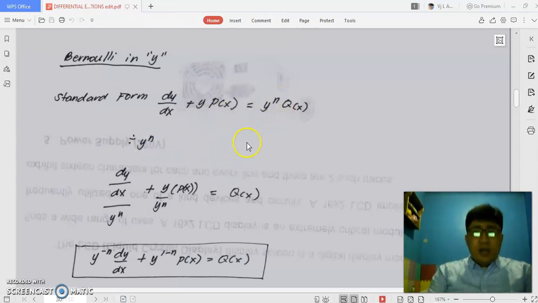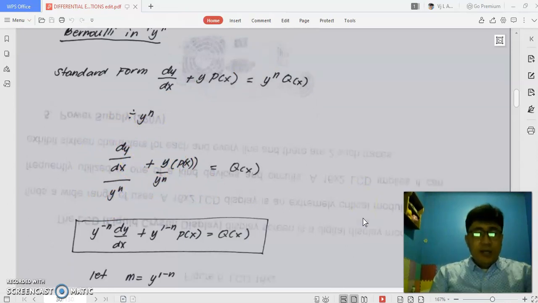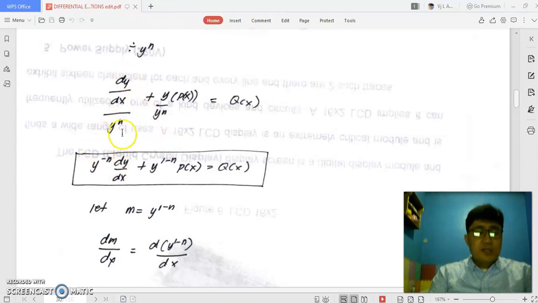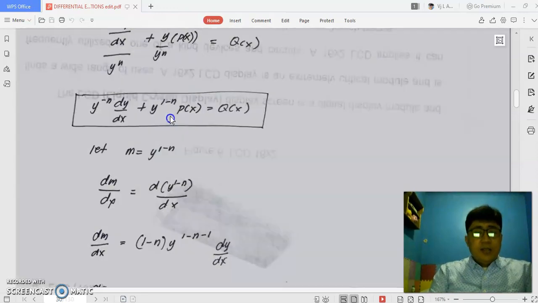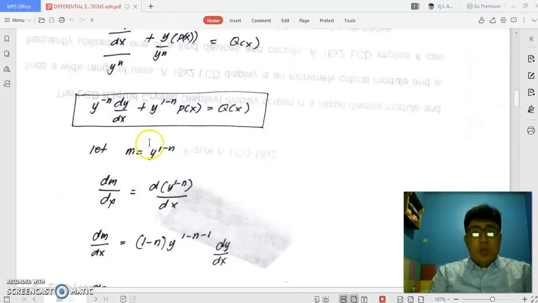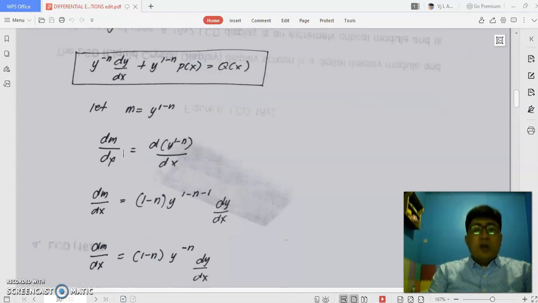From here, in order to solve Bernoulli differential equation, we need to get this variable out and divide both sides with this value. So it will look like this, and also this one. After that, obviously, when you divide, this becomes negative, and the power becomes 1 minus the power n. After that, this y raised to the power 1 minus n will be equated to variable m. From here, this m needs to be derived.